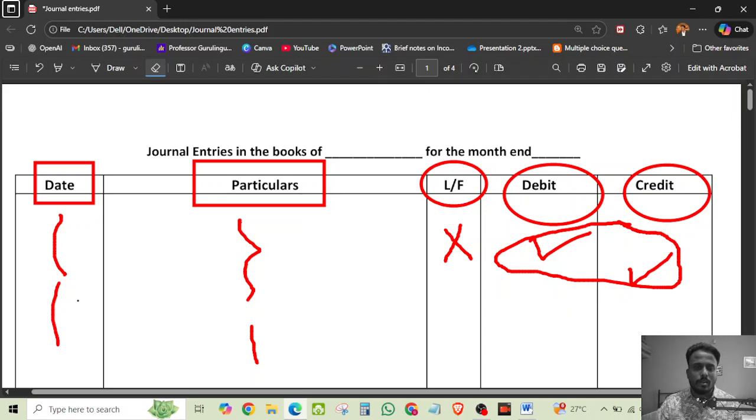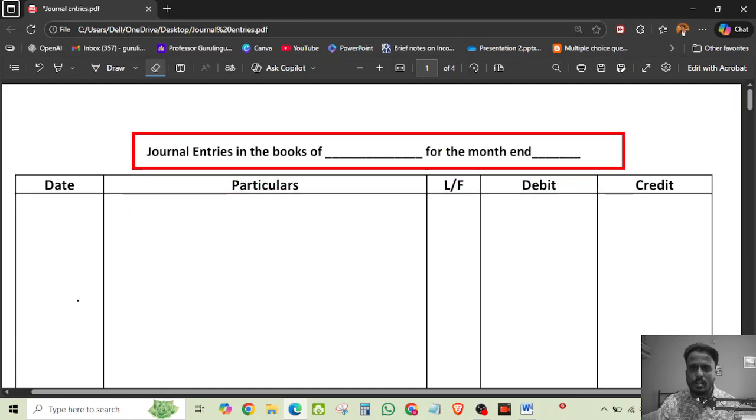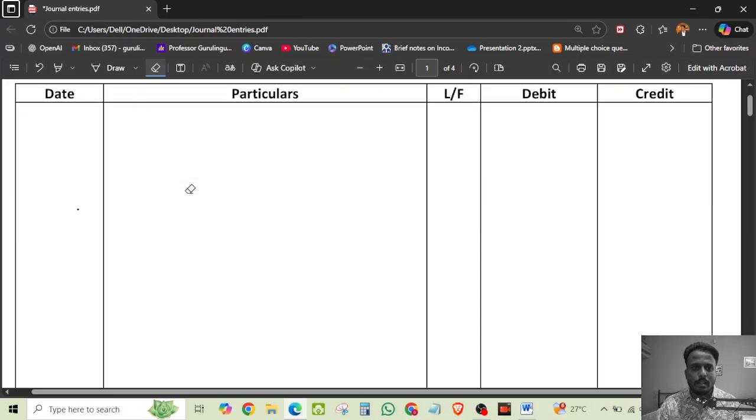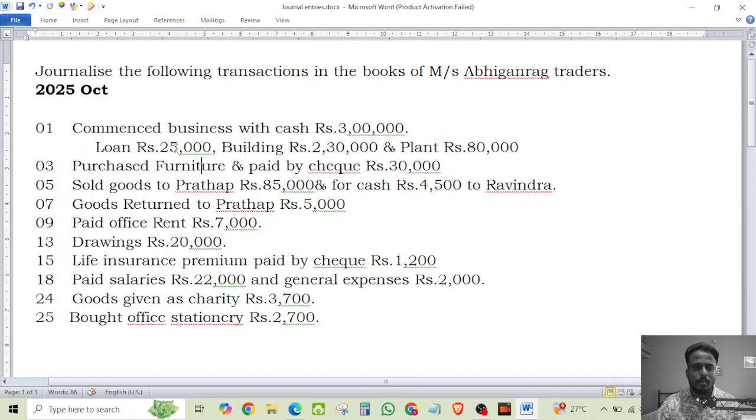The heading of a journal entry usually will be like this: journal entries in the books of whoever it is, Mr. X or Y or Z, for the month of, in this problem, October, 31st of October. Usually we write the month-end date, that is 31st October. So we'll start doing the problem here.